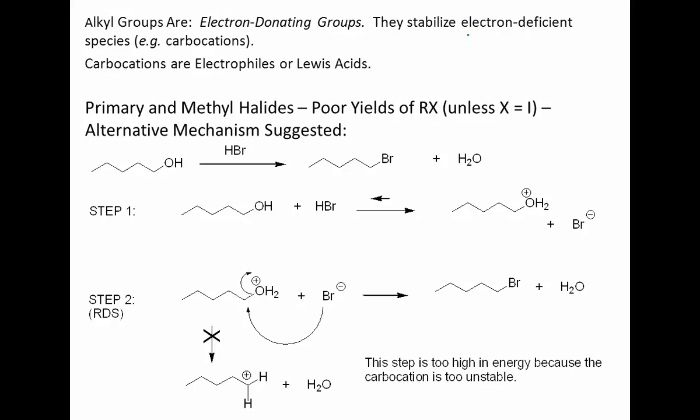All right. So the phrase electron donating group is going to be used to describe alkyl groups. This is because they stabilize electron deficient species, i.e. carbocations. Carbocations we're going to refer to as electrophiles or Lewis acids. The halide that they're reacting with is a nucleophile.